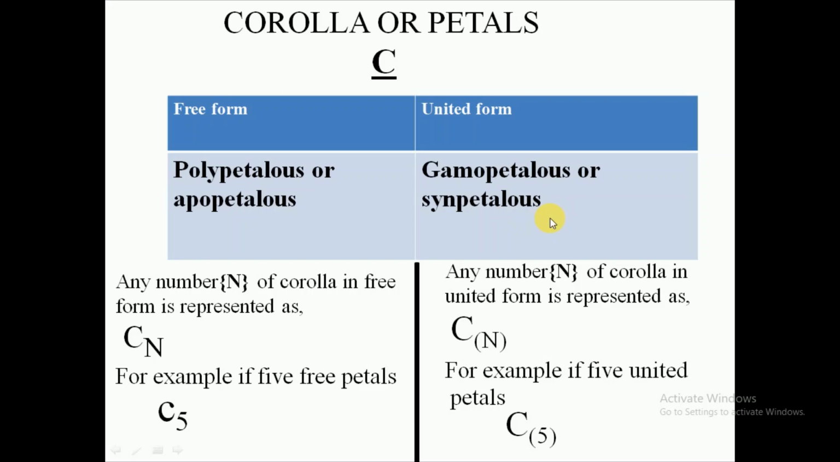So here also we will see that any number n for corolla in free form will be represented as C, and in subscript we write n. Here we can see the example that 5 free petals, we write it C, which is the symbolic representation for corolla, and in subscript we write 5, which is the free petals. And in united form, the corolla number n, we write it within the bracket in subscript, and here is the example for united petals.